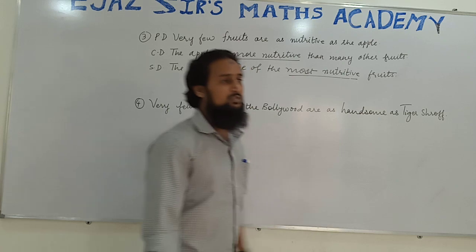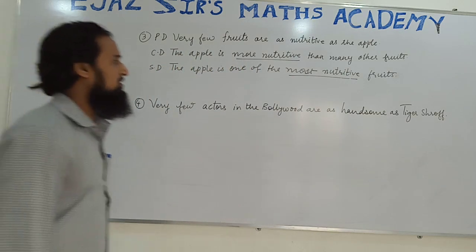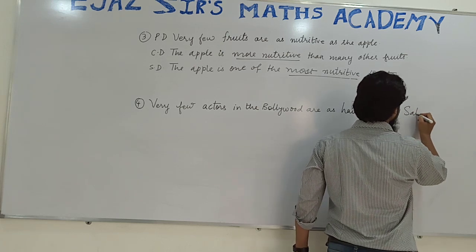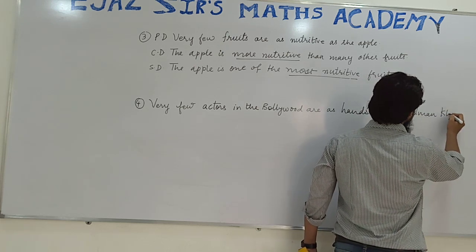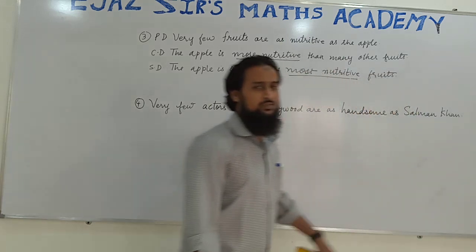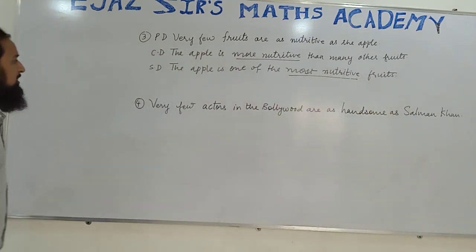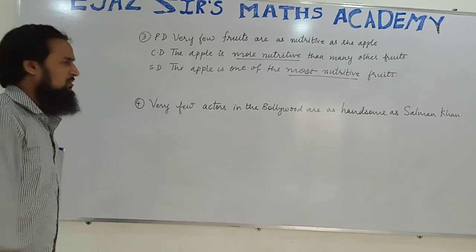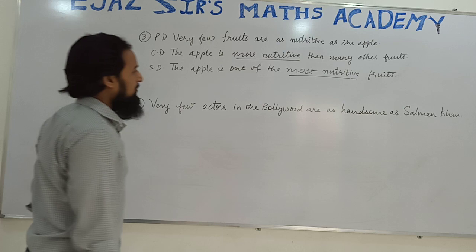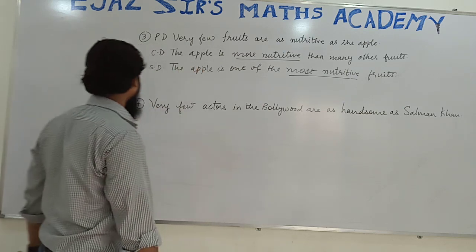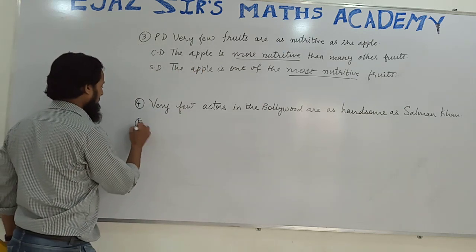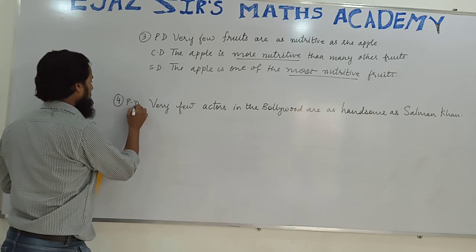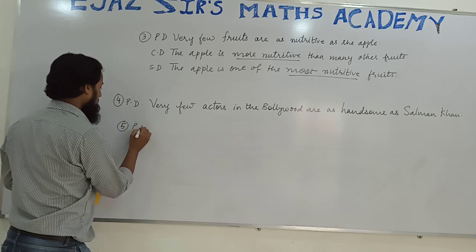Not necessary that you must write Tiger Shroff. You can write any other actor. Shall I write Salman Khan? You can write Tiger Shroff, Hrithik Roshan, any other actor. Okay. Very few actors in the Bollywood are as handsome as Salman Khan. Number 4, number 5, these are all positive degrees.